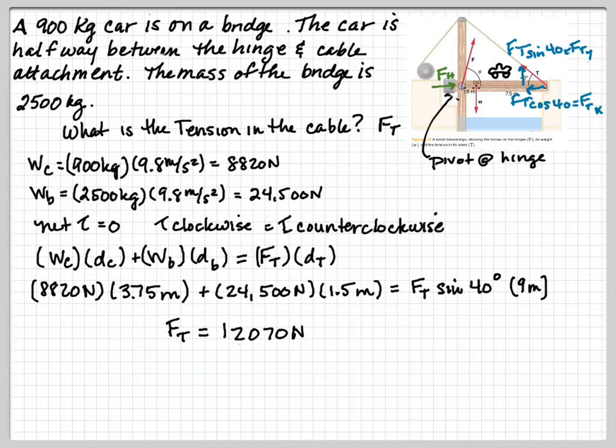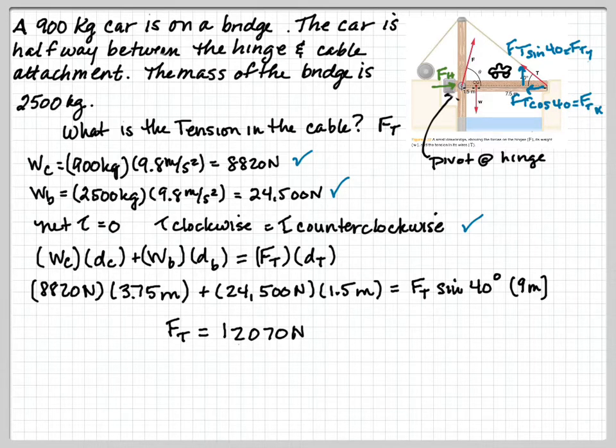Notice that the cable is at an angle, so we're going to be dealing with some components of forces. We can find the weight of the car and the weight of the bridge just using mass times the acceleration due to gravity. And the next thing we need to remember is that this is balanced, so the net torque is 0. Counterclockwise torques are going to be equal to the clockwise torques. And then we just start putting them in.